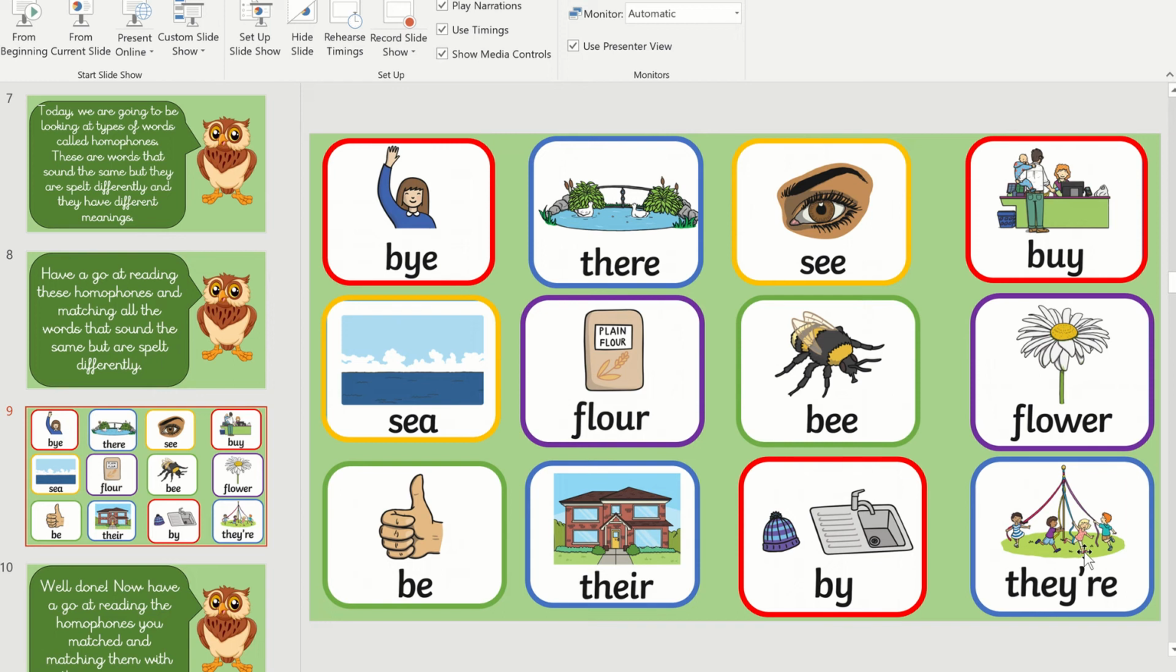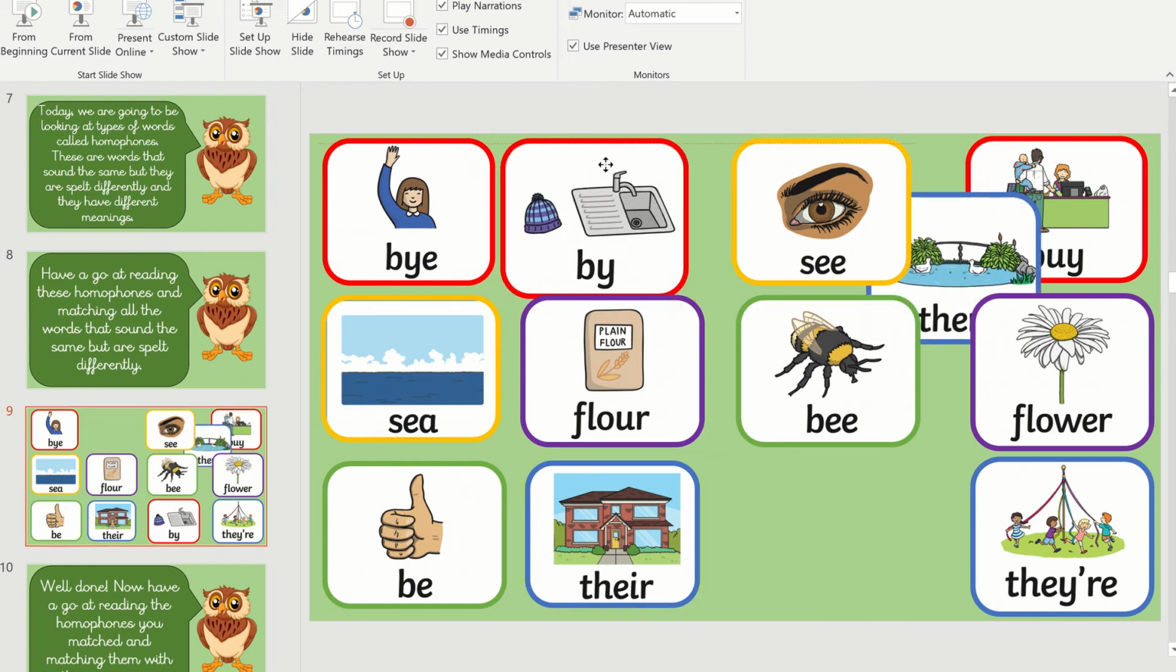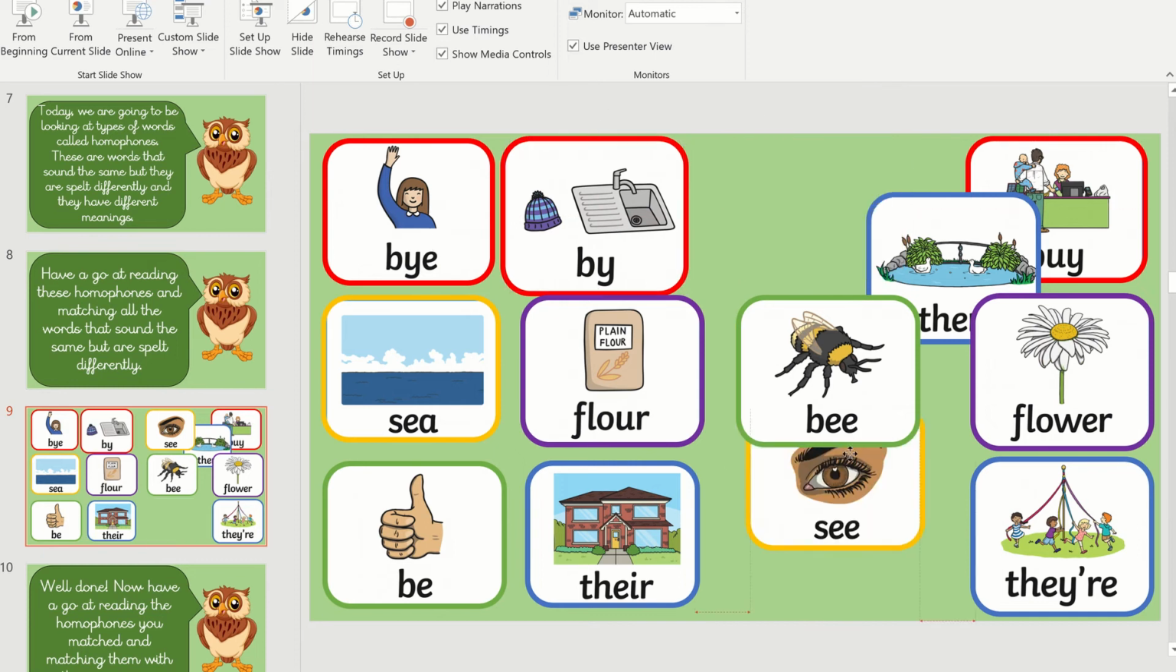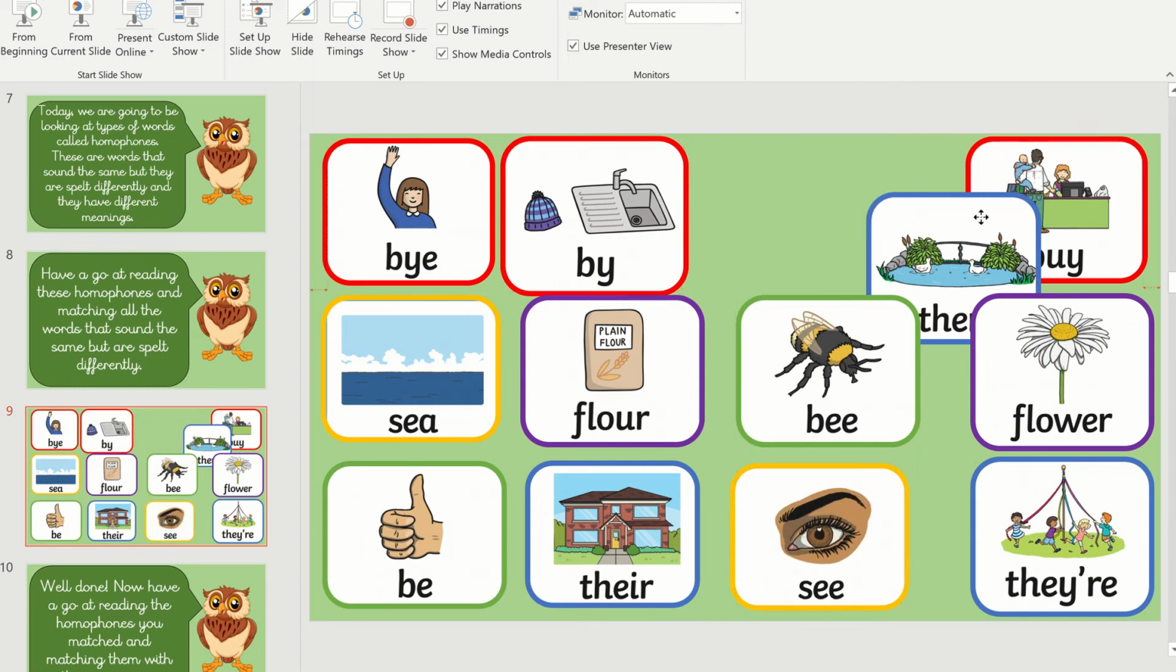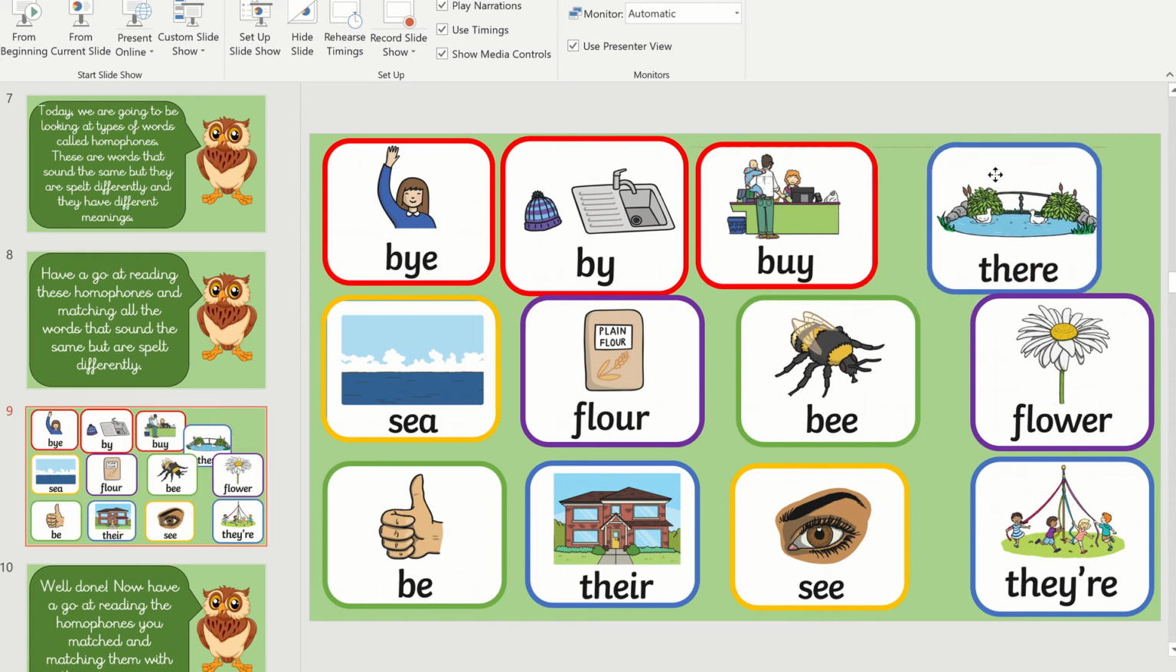I'm going to do the red by first, this one. This girl waving. Move that one out of the way. So I saw another one there, by. Spelt differently, but sounds the same. And then there was another one over here. Did you spot it? Buy. That man's going to buy something at the shop.